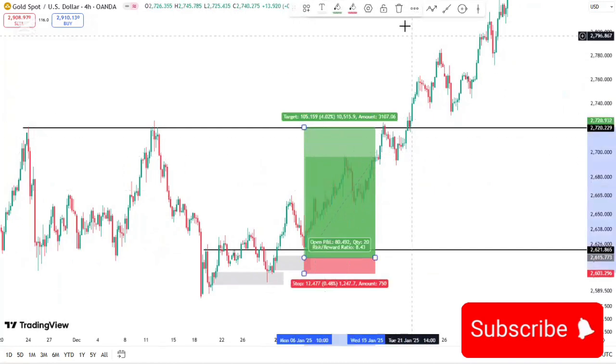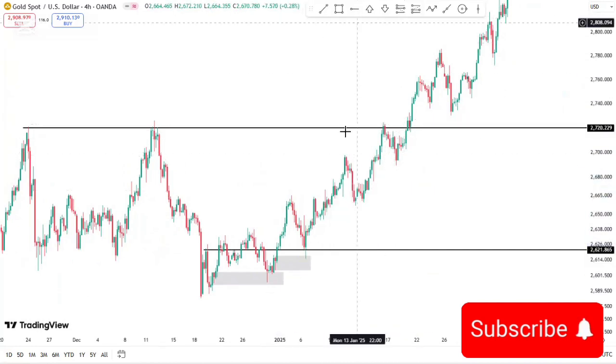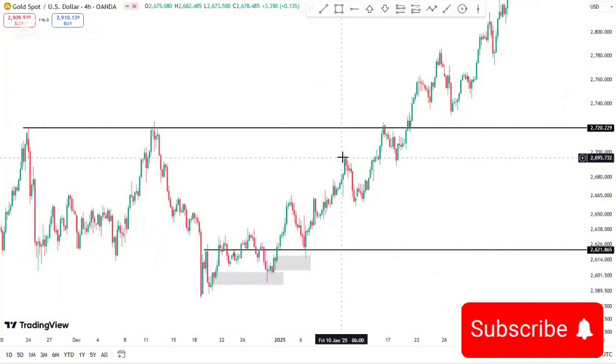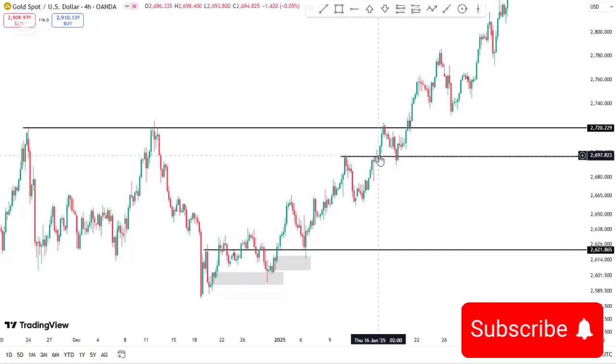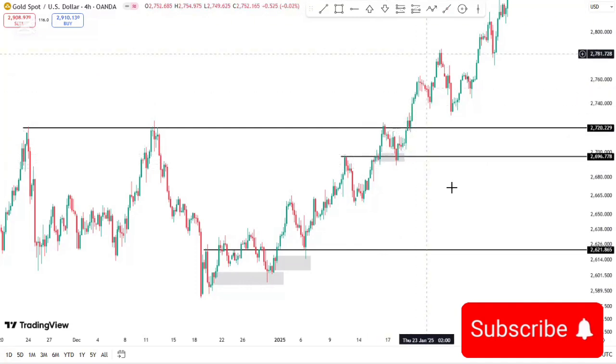Let me remove this one. What is it we had here? A resistance. Here is your resistance. Let's highlight the resistance. And then here they left a continuation pattern. The market went to the resistance where you're supposed to place your take profit. They came back to test what? The continuation pattern and the break of structure. What did the market do? It continued with the trend. Just like that.